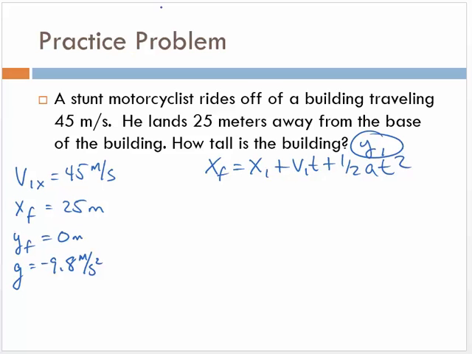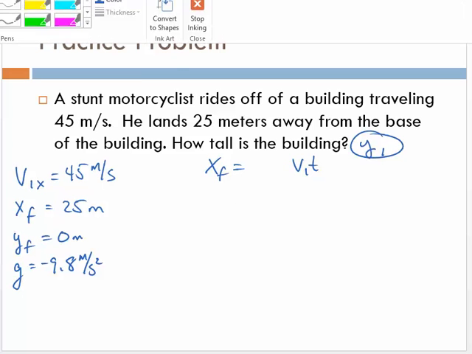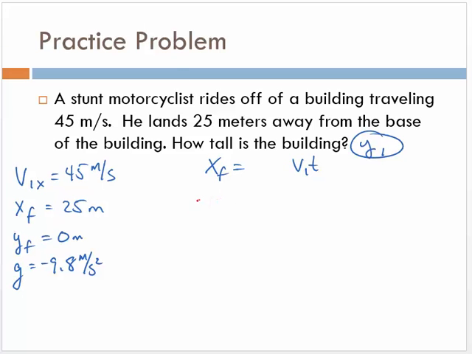Well, as I've told you several times, there is no acceleration, so we can get rid of that part of the equation. Xi, we're going to say, at the base is 0, so we can get rid of that part of the equation. Xf then is 25. The initial velocity is 45. Solve for time. Time turns out to be equal to 0.56 seconds. Well, now that I know the time that it took to go forward, that's also the time that it took to fall. So I can now go back into my yf equation.